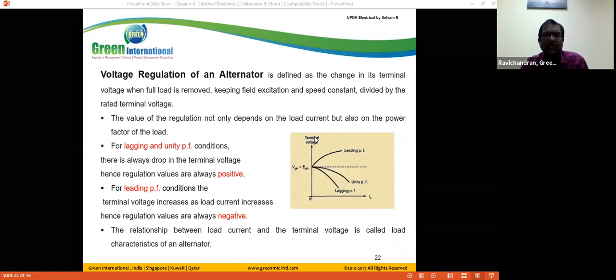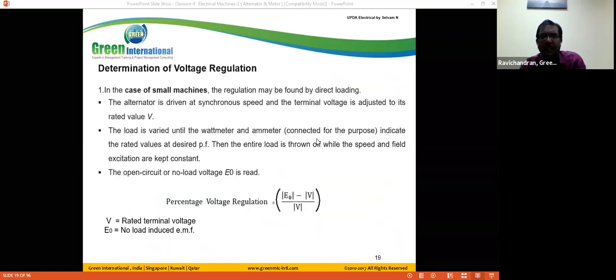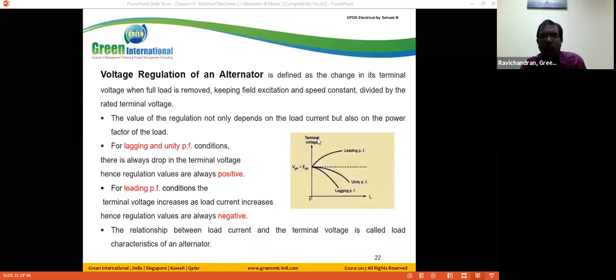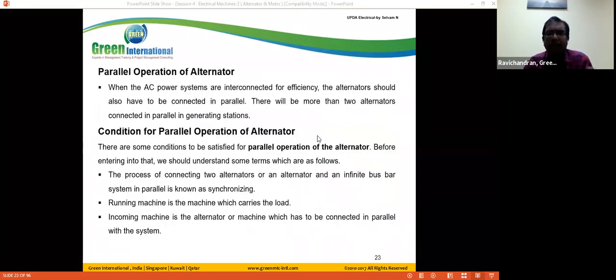From slides 21, 22, 23, they may ask three to four questions. It is very important to understand these things, so definitely they ask some questions here. Now, parallel operation of alternators.